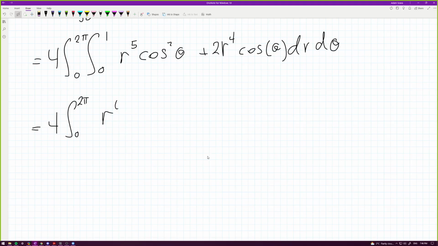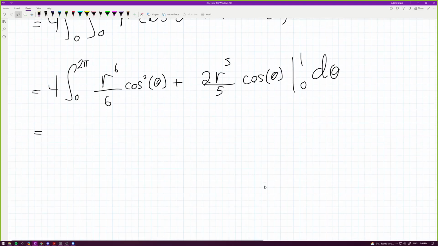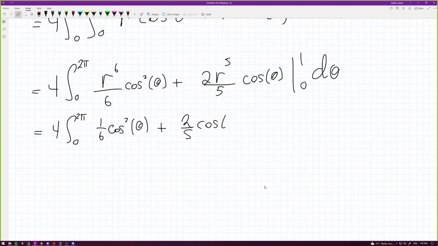So it's gonna be r to the 6 over 6 cos squared theta plus 2r to the 5 over 5 cos theta, evaluated 0 to 1, d theta, integral 0 to pi. Now, evaluated at 0, I can just forget about that. So I'm just going to evaluate at 1: 1/6 cos squared theta plus 2 over 5 cos theta d theta.